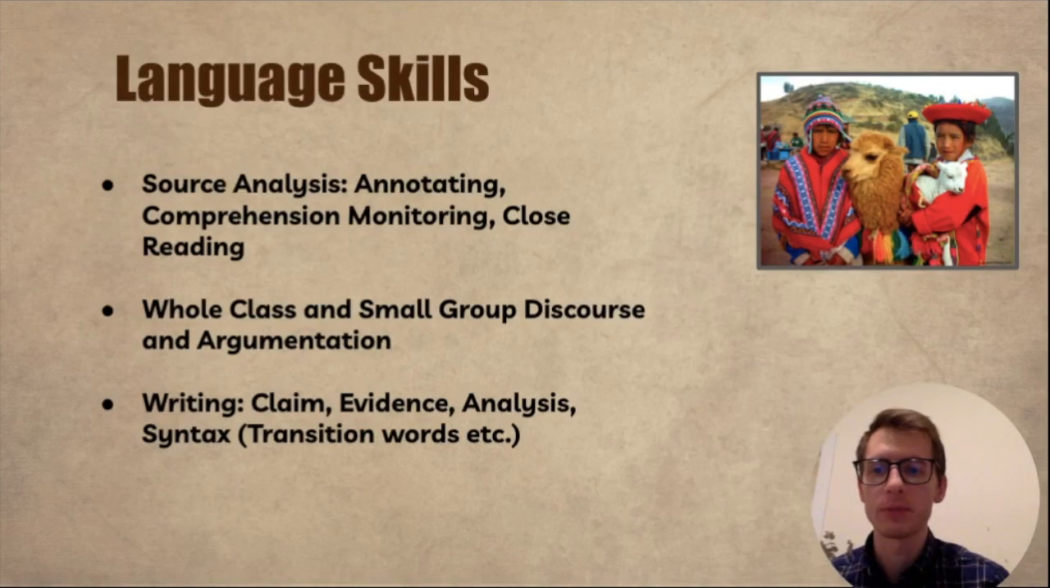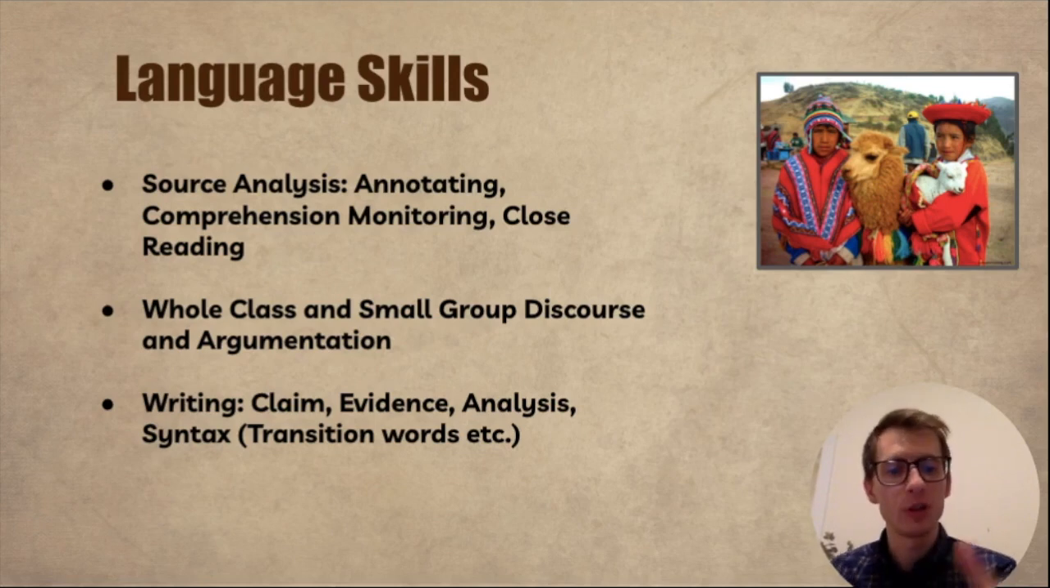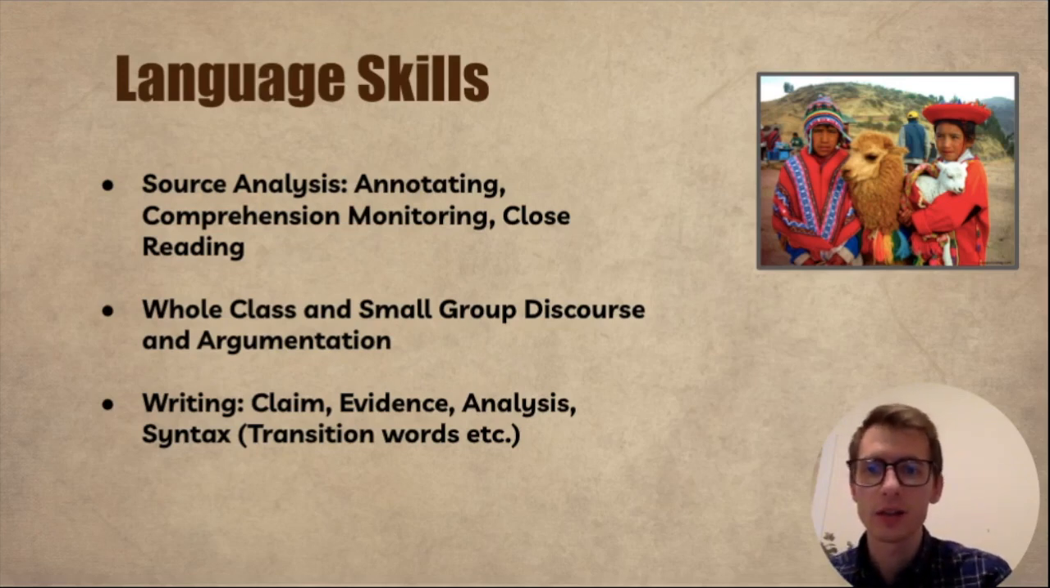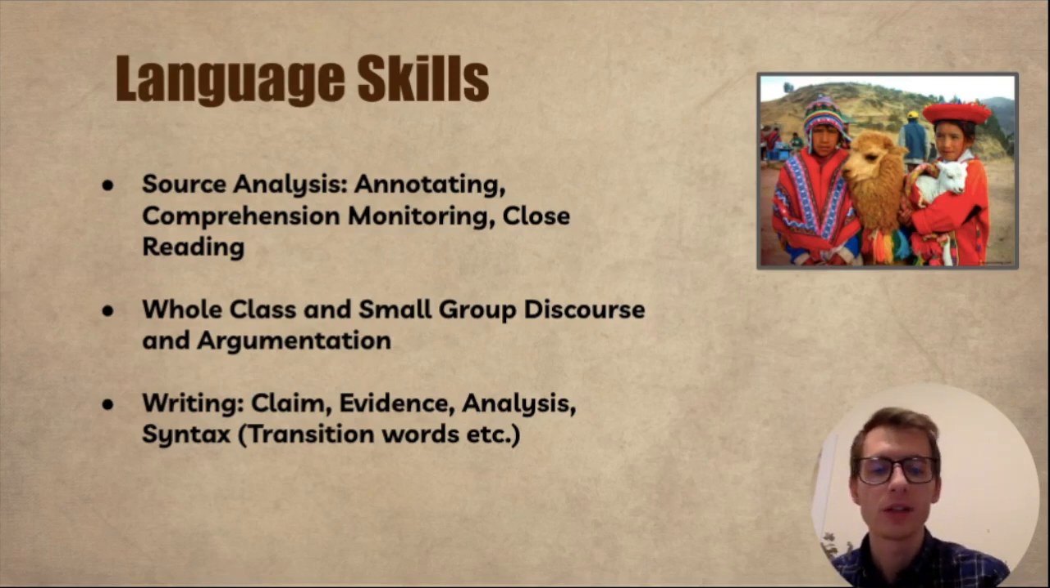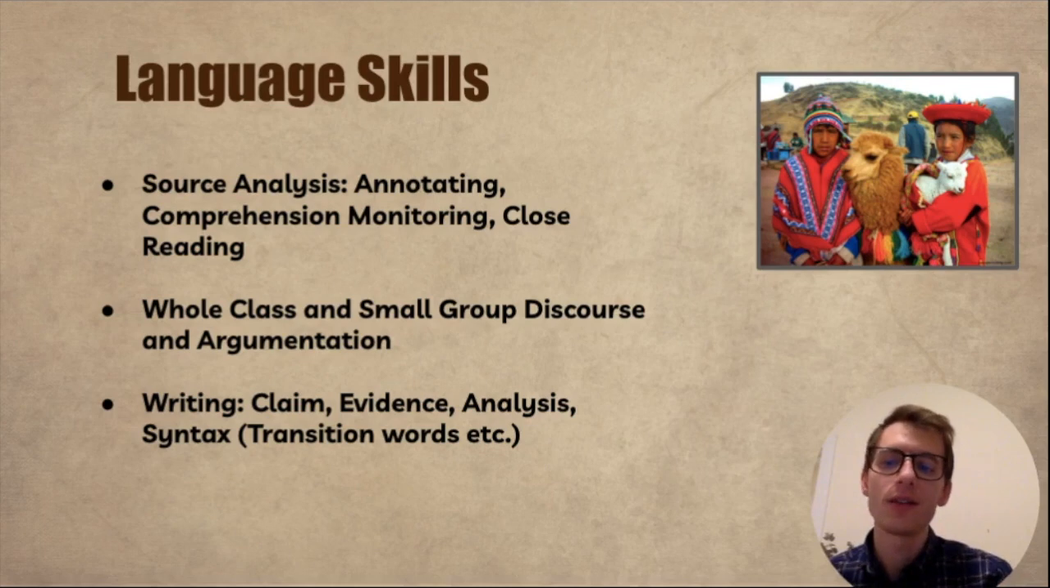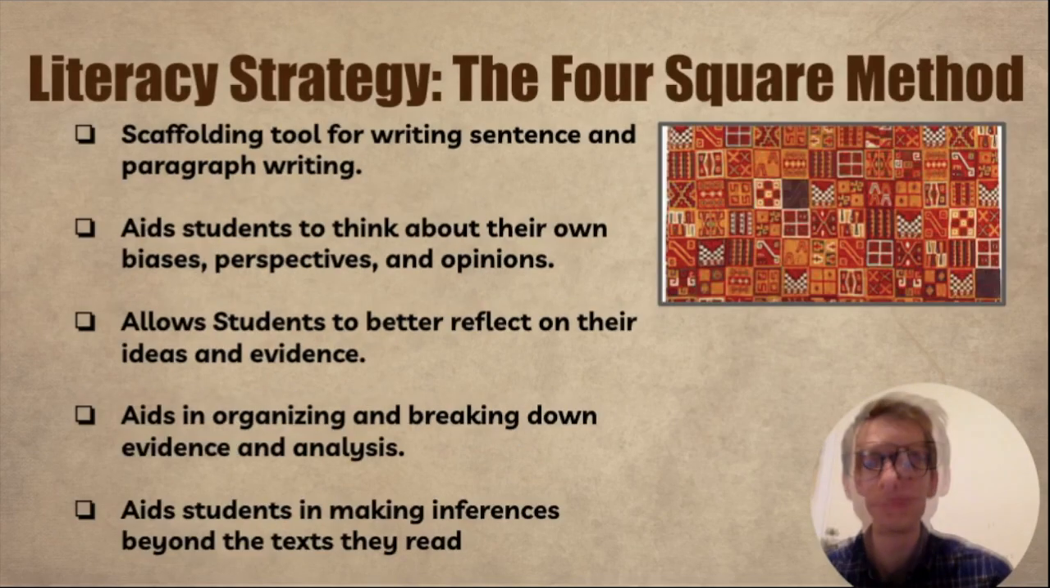them form an argument. So language skills that they'll be developing throughout those 5 lessons are annotating, and they'll be using various strategies such as comprehension monitoring, close reading, to help them dissect text and source analysis. There'll also be whole group and small group discussion and some debate argumentation going on, and we'll be working on different writing skills, such as writing a claim, pulling out and writing evidence, paraphrasing it in their own words, analyzing that evidence, and using transition words to help really develop their writing.